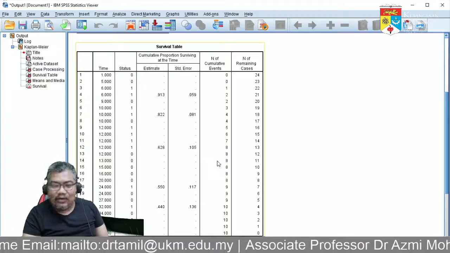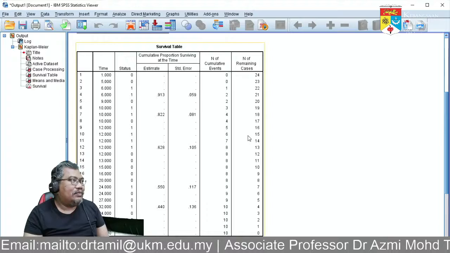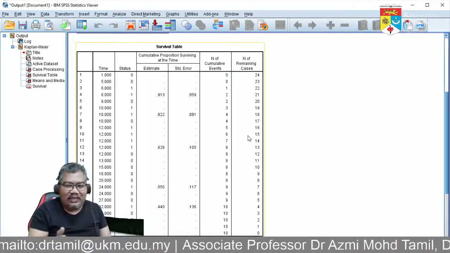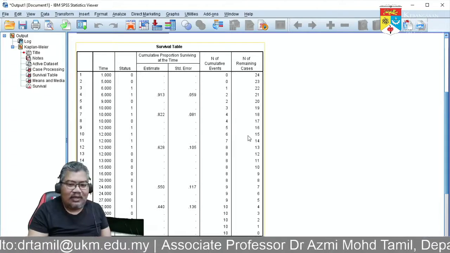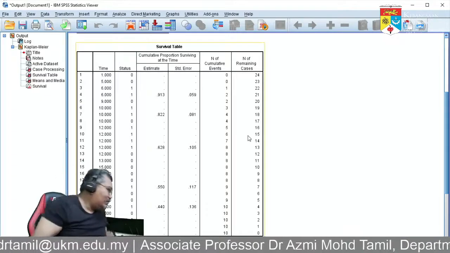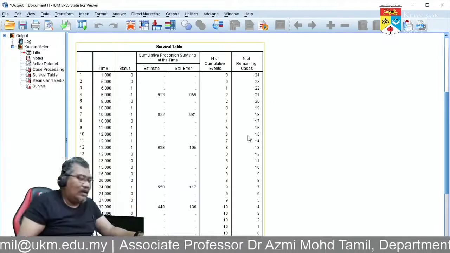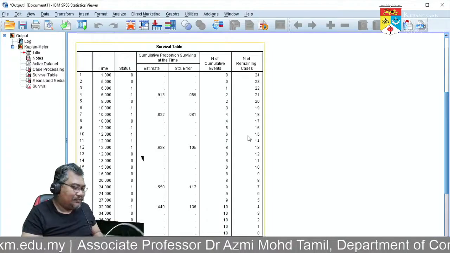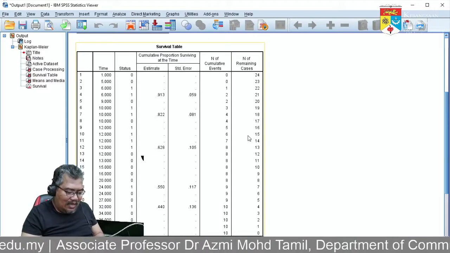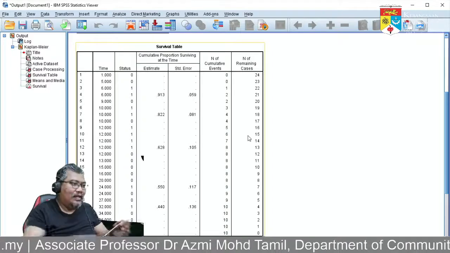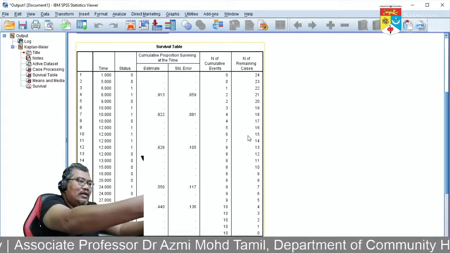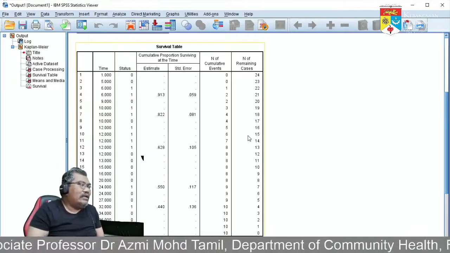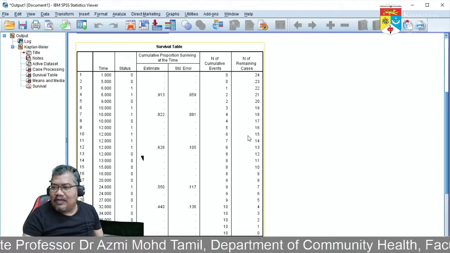So this is how you calculate. The thing about survival analysis: if, from the start till the end of your study, nobody died or nobody reached the endpoint, you are in trouble. Why? Because you cannot calculate the probability of survival. So you have to have people who reach the endpoint during your study period. Alright, I hope that's clear.